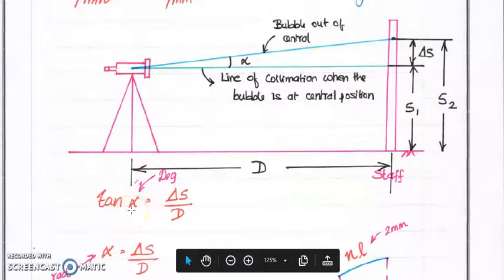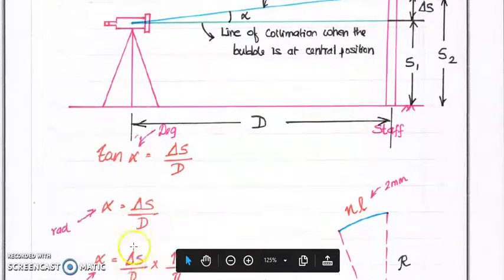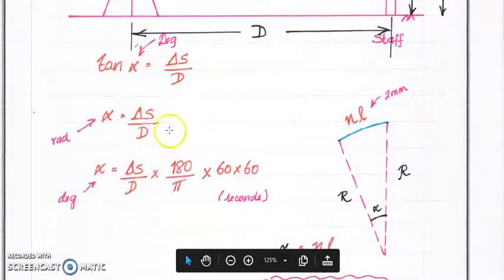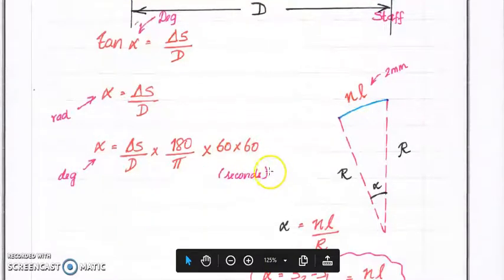Now apply the mathematical, trigonometrical approach. Tan alpha equals del S by D, from which you can get alpha. This is in radians. In order to get degrees, it should be multiplied by 180 degrees by pi, and by 60 into 60 to get seconds.